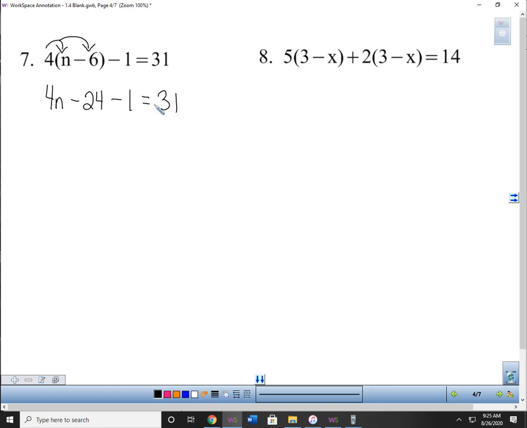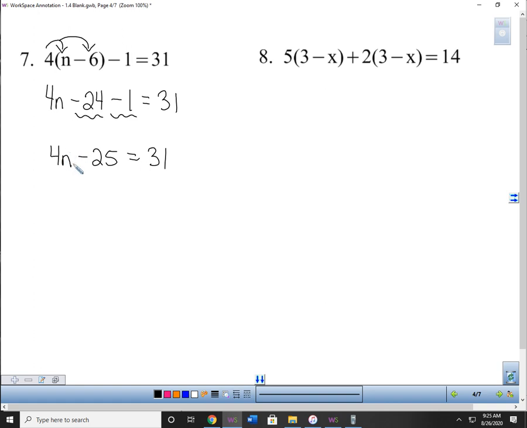So I'm going to look and see if I've got some like terms on one side that I should put together. So I look over here and I have a negative 24 and a negative 1. All right, so I'm going to keep my 4 in. And when I put together negative 24 minus 1, I get negative 25. And then I have my 31.